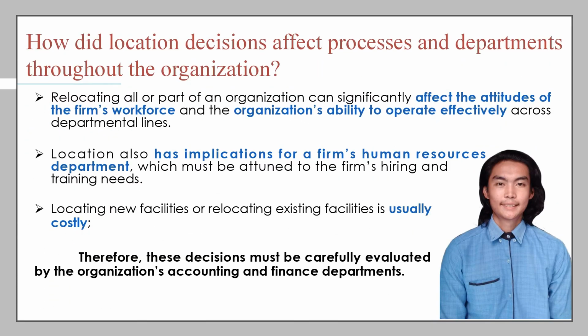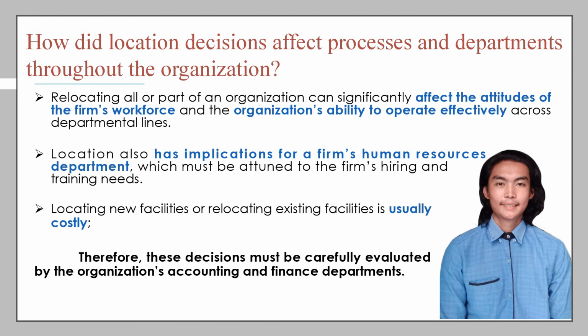How do location decisions affect processes and departments throughout the organization? First, relocating all or part of an organization can significantly affect the attitudes of the firm's workforce and the organization's ability to operate effectively across departmental lines. It is similar to what a student feels when graduating from high school and transferring to another school for college. Because he or she is unfamiliar with the environment, he or she cannot be as efficient and productive as in the previous years.